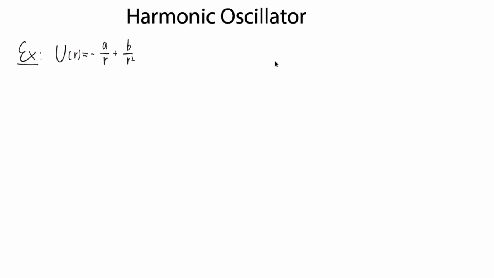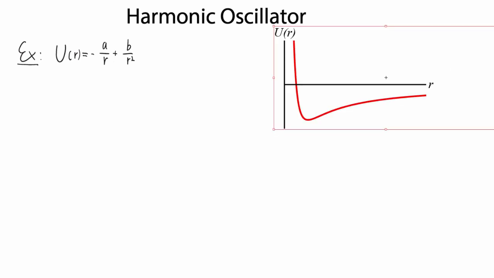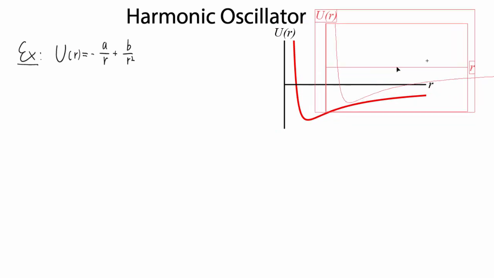The next example of a harmonic oscillator is going to be given by this potential here. Now you could argue, and you'd be right, that this is not a harmonic potential. Harmonic potentials are proportional to the square of the displacement. This contains both 1 over the square of the displacement and 1 over the displacement. Definitely not a harmonic oscillator. This is what the potential looks like.